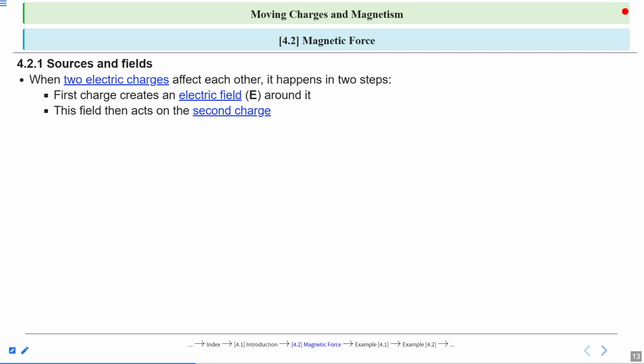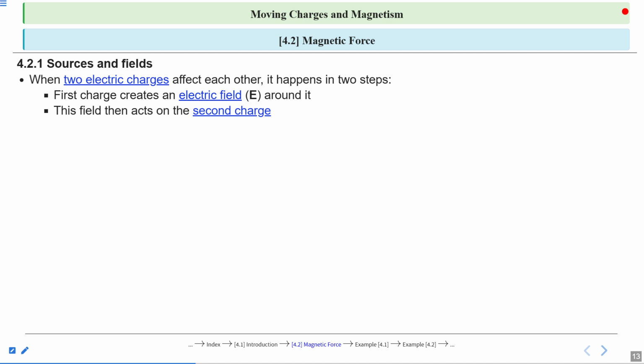Now 4.2.1, sources and fields. When two electric charges affect each other, it happens in two steps. We are going to have a recap of the electric field also, so we will relate the electric field with the magnetic field. Many concepts of this chapter are similar to electrostatics. In electrostatics we discussed the electric field; in this chapter we are going to discuss the magnetic field. Many of the terms are analogous to each other, so we will draw the analogy with that chapter also.